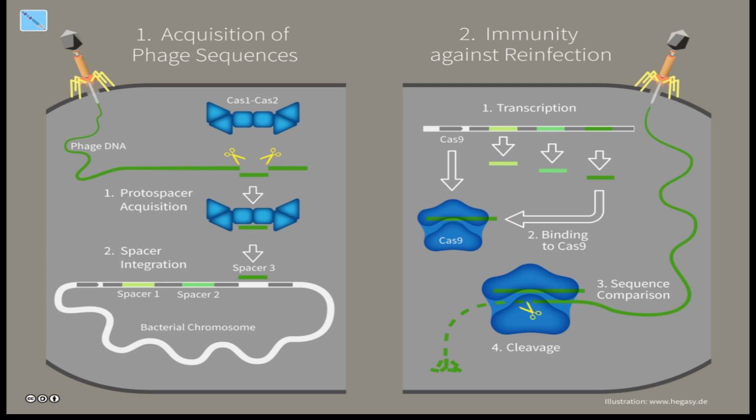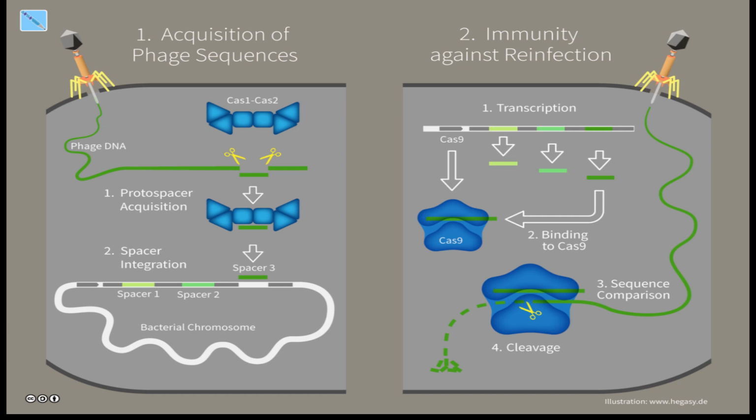The CRISPR genetic locus is a natural defense mechanism that helps bacteria protect themselves from repeated phage infections. Let's take a look at how it works. In the left panel, after a phage injects its DNA into the bacterial cytoplasm, a protein complex made up of Cas1 and Cas2 forms. The complex acquires a sample sequence called a protospacer from the phage DNA, which is then integrated into the CRISPR genetic locus.